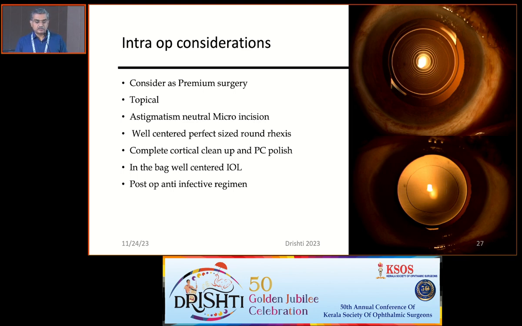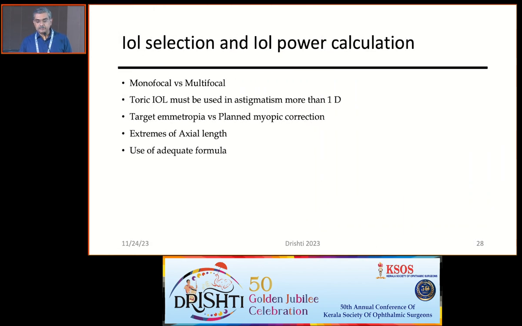Intraoperative considerations include that it should be considered a premium surgery, giving the patient all the best possible things during the surgery: topical anesthesia, perfect astigmatism-neutral micro-incision surgery, a well-placed, perfectly centered rhexis with good cortical cleanup and PC polish. PC polish is very important because you want to avoid a YAG capsulotomy at any point later as much as possible. Well-centered IOL and a post-op anti-infective regime.